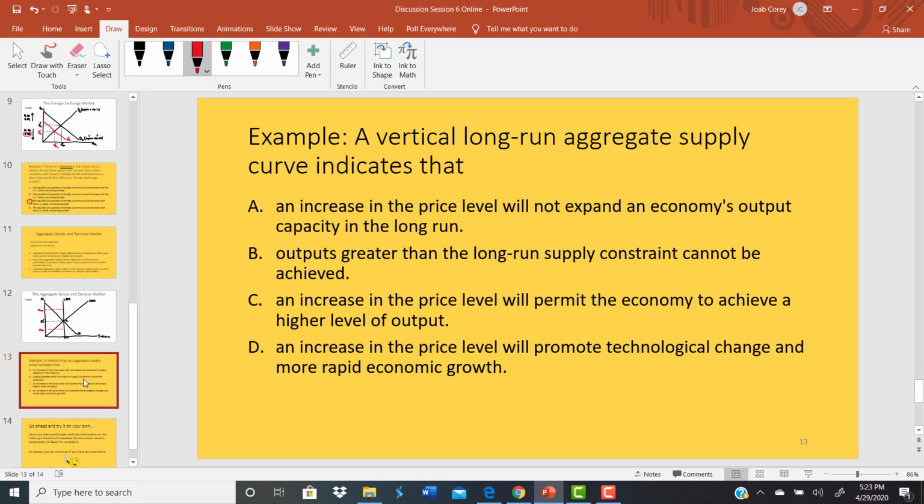Right, so again, the answer you're looking for here is A, an increase in price level will not expand an economy's output capacity in the long run. Right, that stays the same. That potential output, or Y superscript F, doesn't change no matter what happens to price. So keep that in mind when you're answering a question like that on the exam.